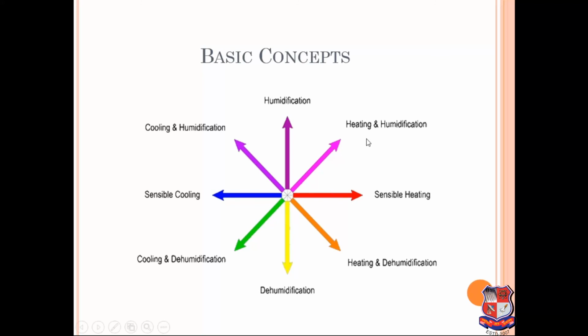Next, the heating and humidification process. It occurs when both the air temperature and moisture content increase. This would occur in a furnace with a humidifier or unvented combustion appliances. Next process is the humidification process. Humidification is not common. It occurs when moisture is added to the air without any change in air temperature.